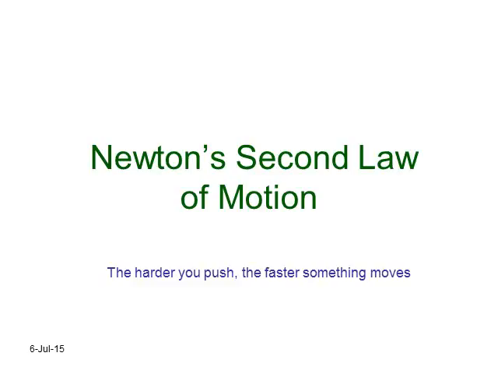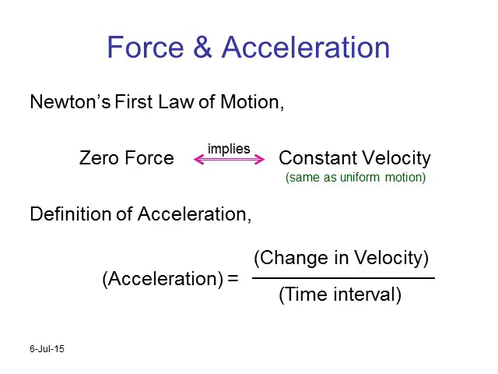Okay, this chapter is going to be on Newton's second law of motion. And the simple way of thinking of Newton's second law of motion is simply the harder we push on something, the faster it's going to move. So if we kick something really hard, it's going to move very, very fast. If we kick something kind of gently, it's going to move slowly. And so we'll get a little more specific about that. But generally, it's just the harder you push something, the faster it's going to move.